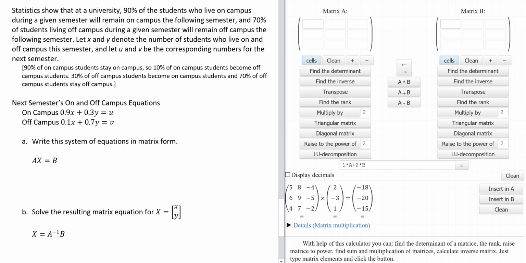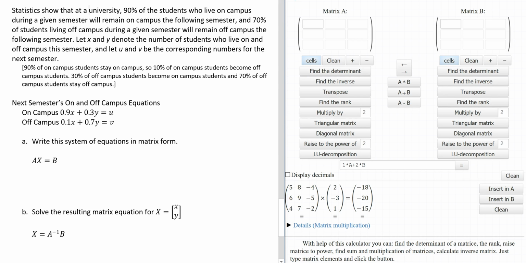This video will use a website to help us walk through solving a system of equations with inverse matrices. Here's the example. Statistics show that at a university, 90% of the students who live on campus during a given semester will remain on campus the following semester. And 70% of students living off campus during a given semester will remain off campus the following semester.